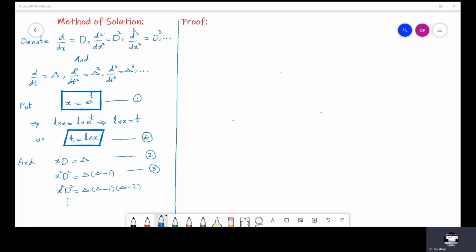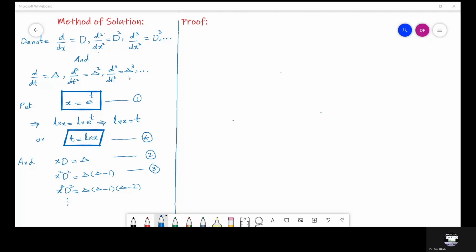Method of solution. Let us remember some notations. We shall denote d/dx by capital D, d²/dx² by capital D², and so on. d/dt is denoted by delta, and we denote d²/dt² by delta², and so on.